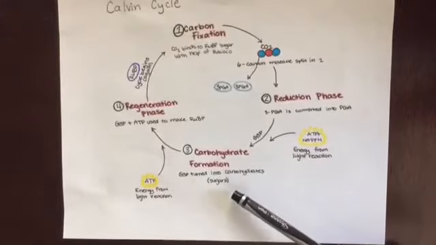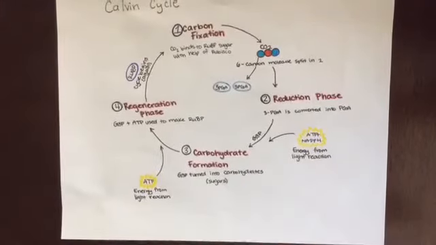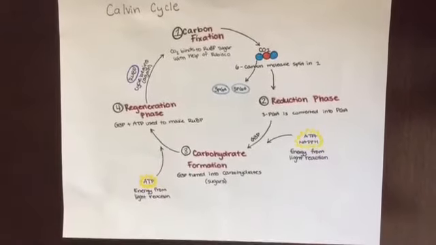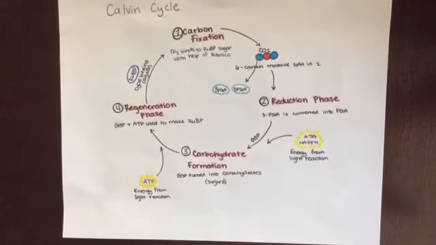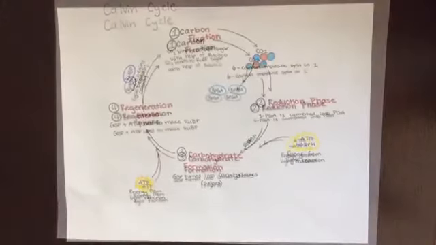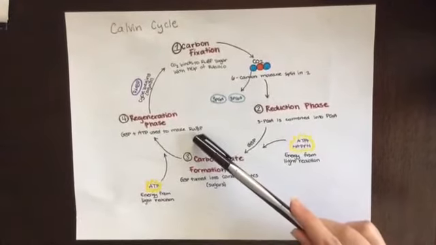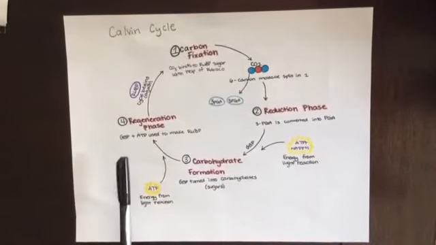This is where G3P is turned into carbohydrates, or sugars. Now, since glucose needs 6 carbons to form, because the chemical structure for glucose is C6H12O6, it takes 2 molecules of G3P. And finally, we move to the last stage of our factory cycle. It's called the regeneration phase.